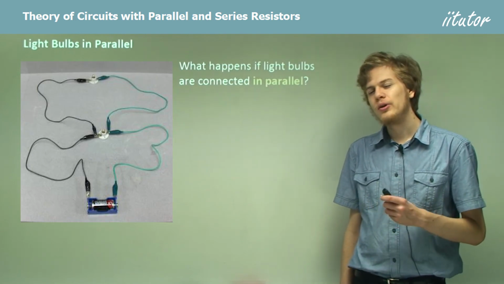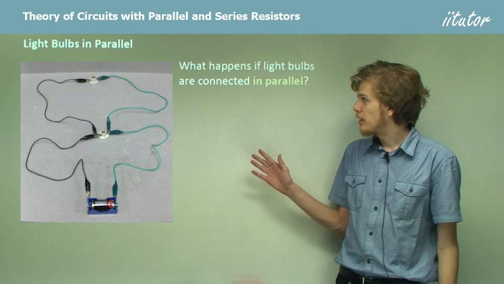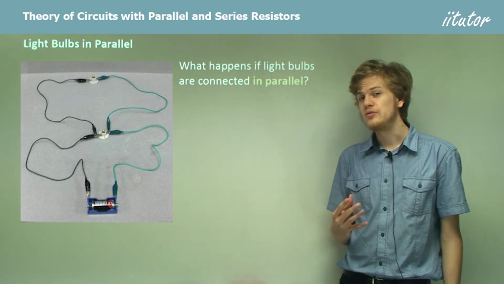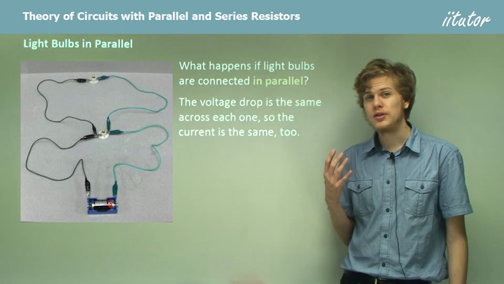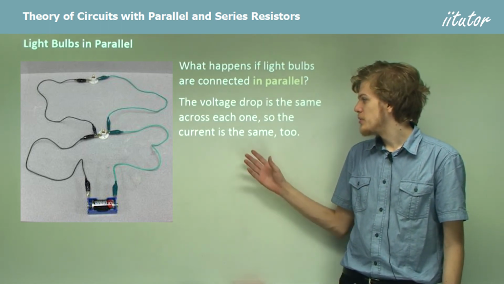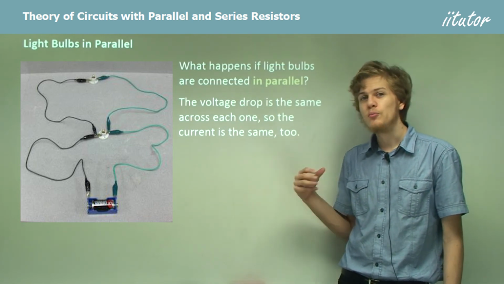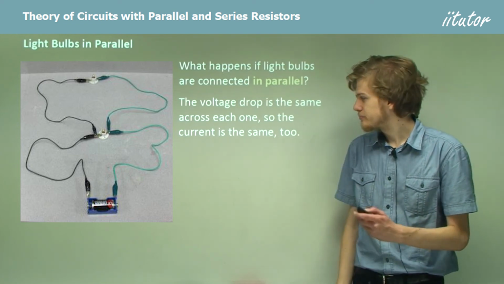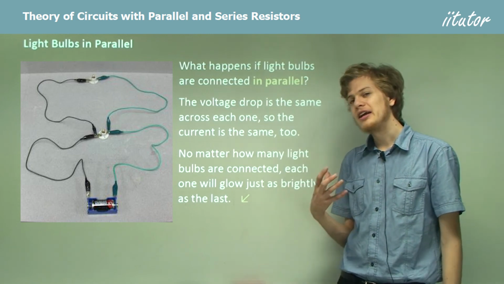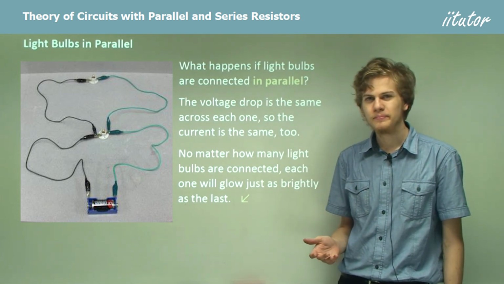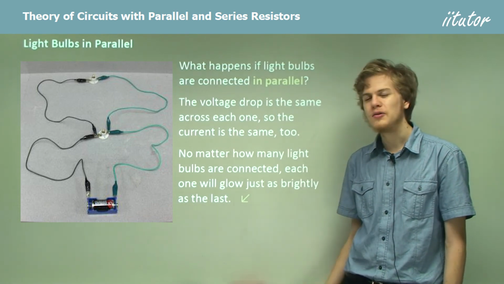All right, what happens if we connect them in parallel instead? If we connect light bulbs in parallel, like in this photograph, the total resistance of the circuit will get lower. The voltage drop across each light bulb will of course be the same for every light bulb, which means that the current will be the same in every light bulb as well. The more light bulbs we add, the more current we draw from the battery. No matter how many light bulbs we connect, we're always going to get each one glowing just as brightly as the last one, at least until the wires get hot enough to cause a malfunction in the power supply itself.